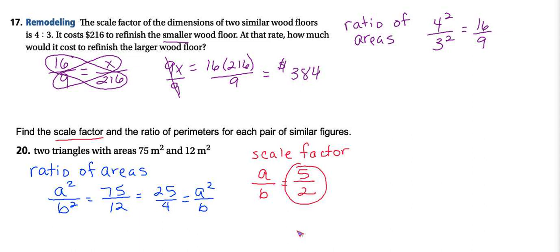Now I'm also asked to find the ratio of the perimeters. So what is the ratio of the perimeters? Well, I know the ratio of the perimeters is exactly the same as the scale factor. So it's also 5 to 2. So my question to you is, would these two answers always be the same?